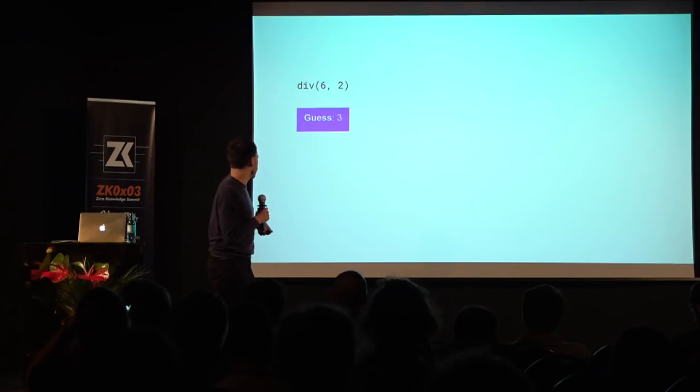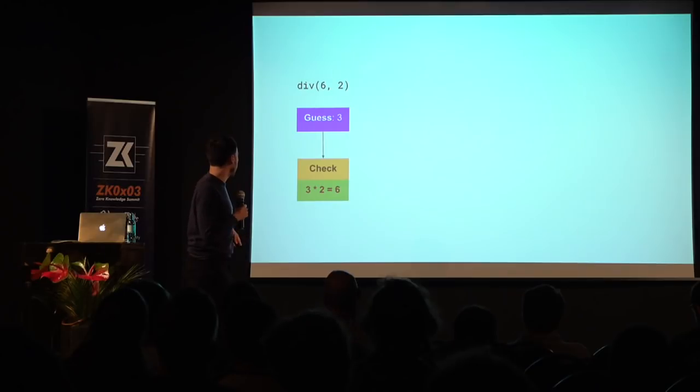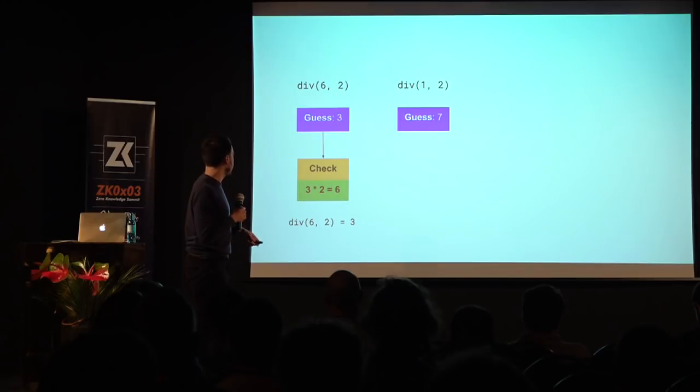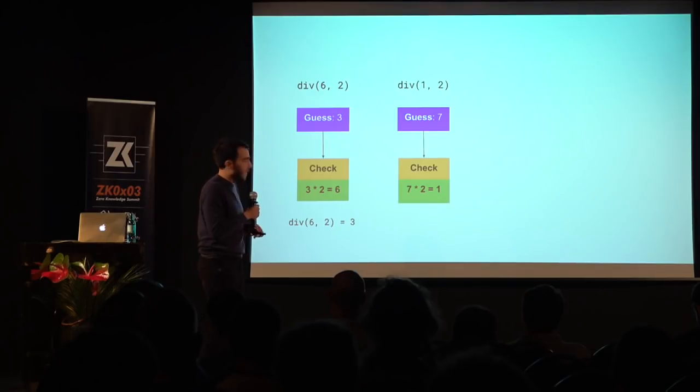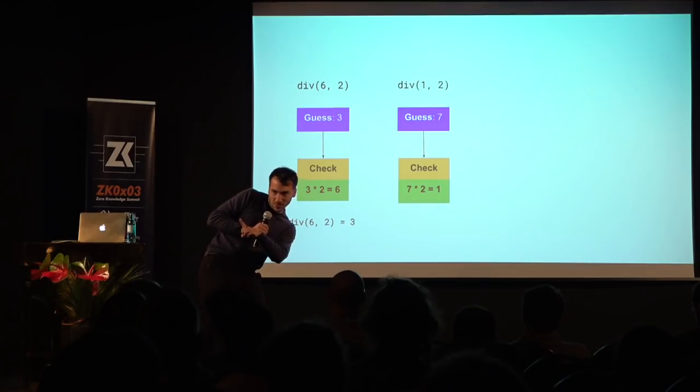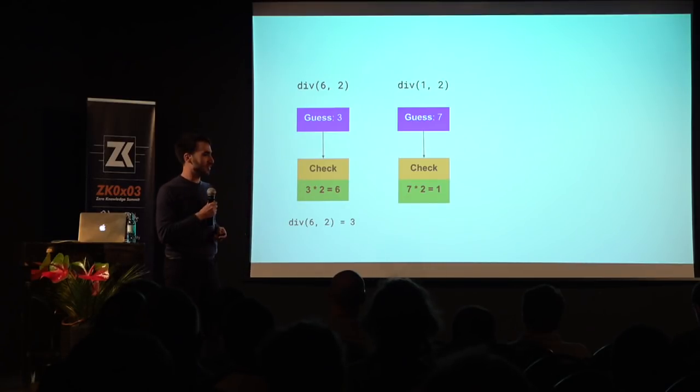So, okay, let's crank through it. We did 6 over 2, that was 3. 1 over 2, I guess it's 7. I'm going to guess that. And in fact, I'm right, because we're working mod 13, if anyone remembers from that slide way long ago. Because 7 times 2 is 14, which is 1 mod 13.